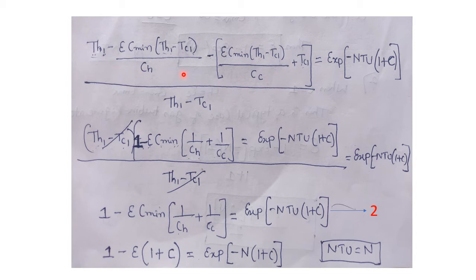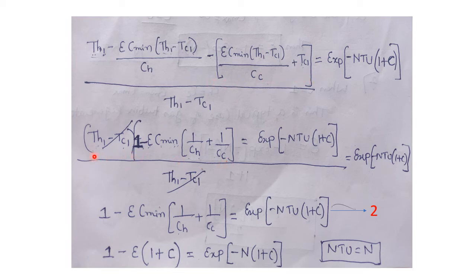That is (TH2 minus TC2) divided by (TH1 minus TC1). If I solve this equation, I have taken TH1 minus TC1 as common throughout. In the bracket, if I simplify this equation, this will be 1 minus epsilon into C minimum of (1 divided by CH plus 1 divided by CC). If I solve this equation, I am going to get this simplified form of the equation.